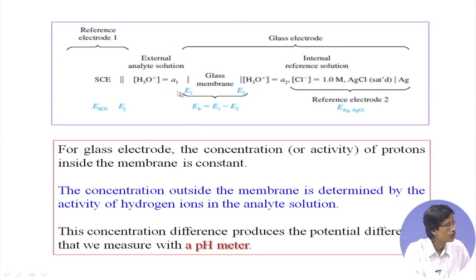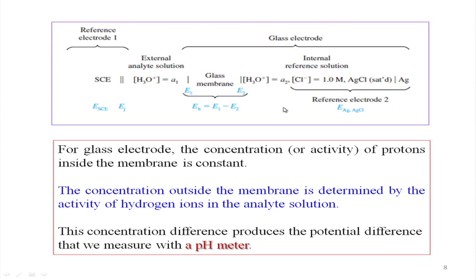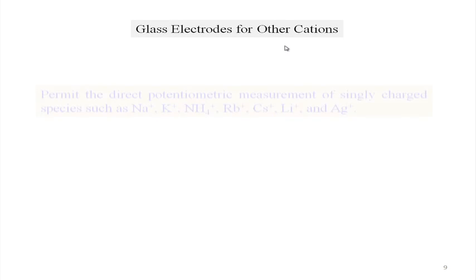But it can so happen, with the development of all these things, that beyond the typical glass electrode, a composition electrode is also available, where this reference electrode 1 can also be inserted within this unit, and you get one single electrode for your measurement. So, that gives us a very good idea about the glass electrode.